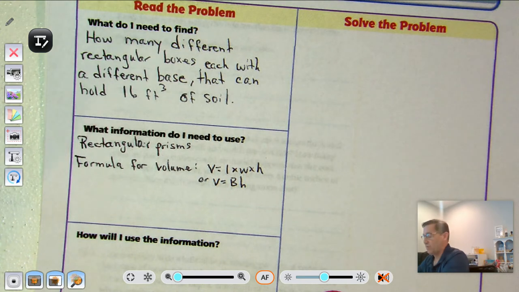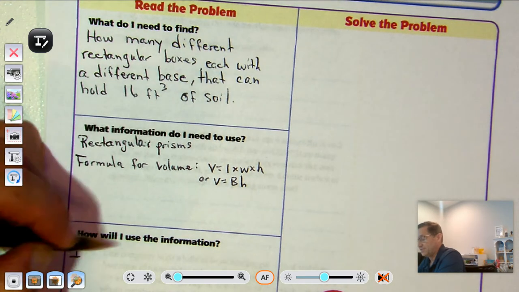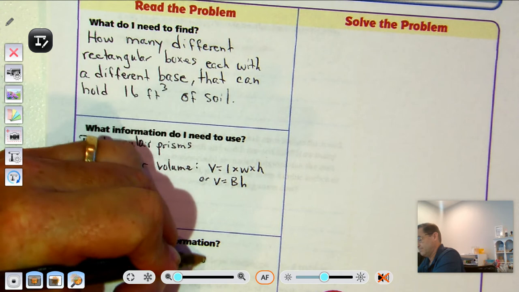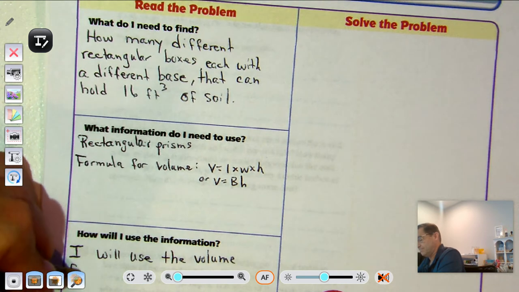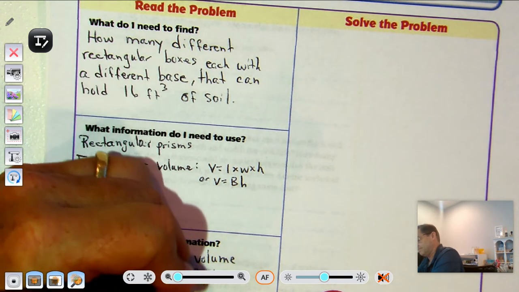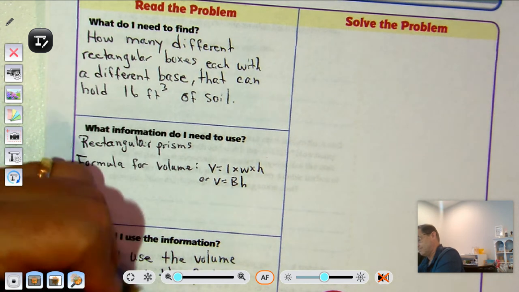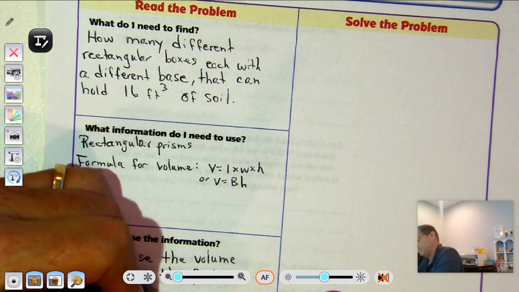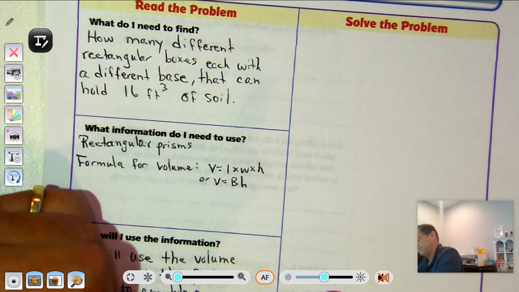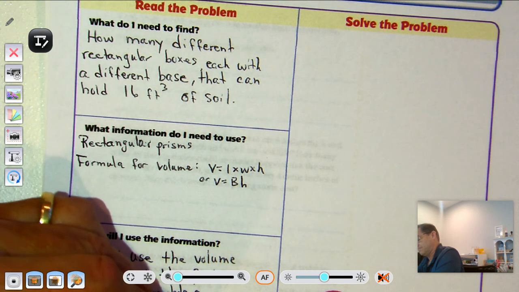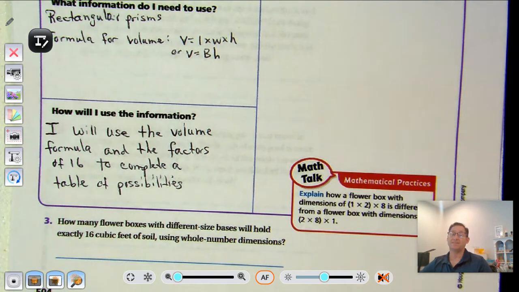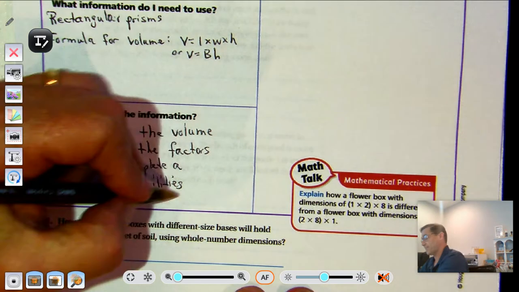Okay. And how will I use this information? I'm going to put the information in a table. So I will use the volume formula and the factors of 16 to complete a table. So use the volume formula and the factors of 16 this time to complete a table of possibilities.